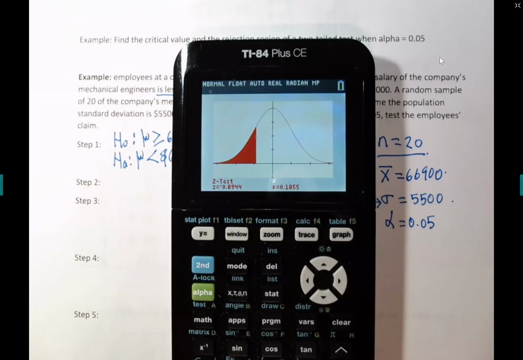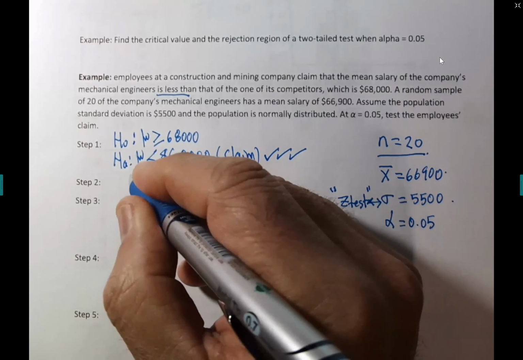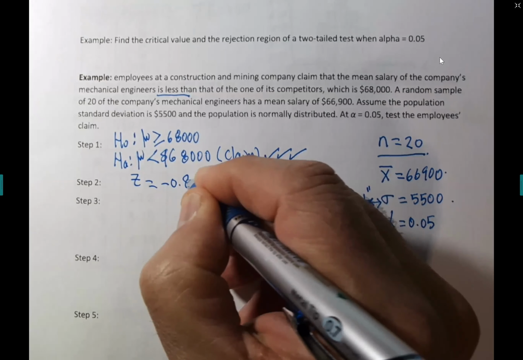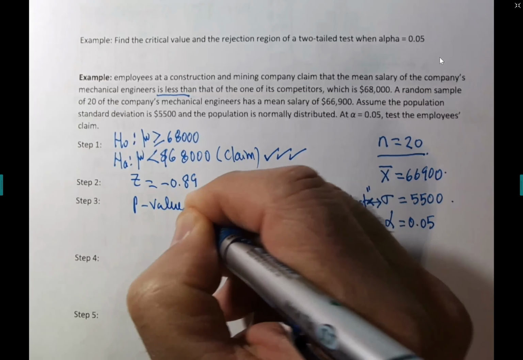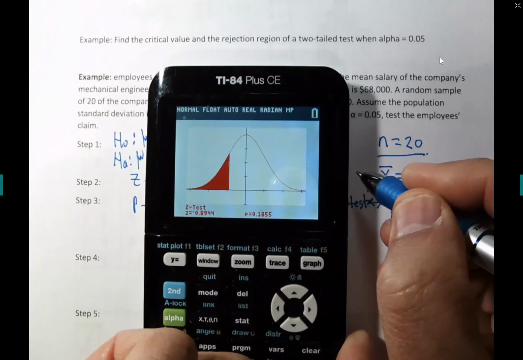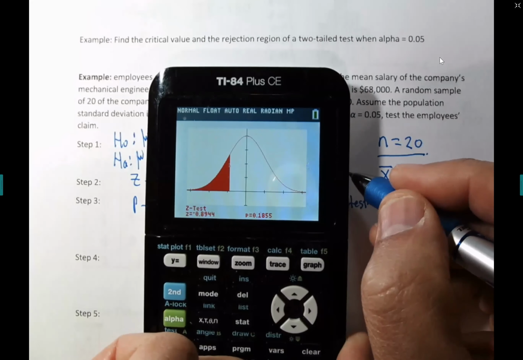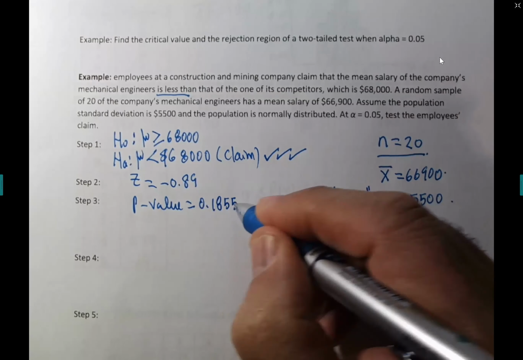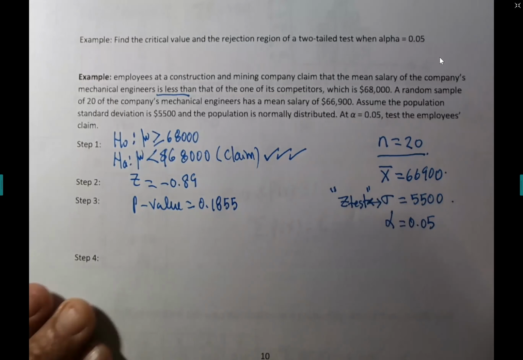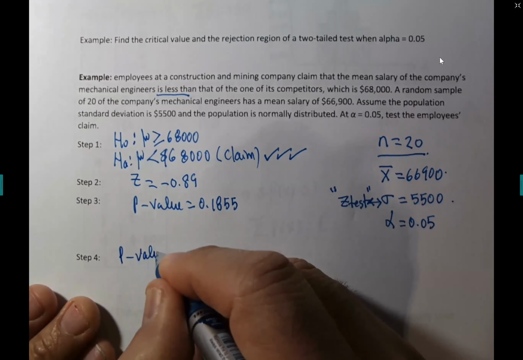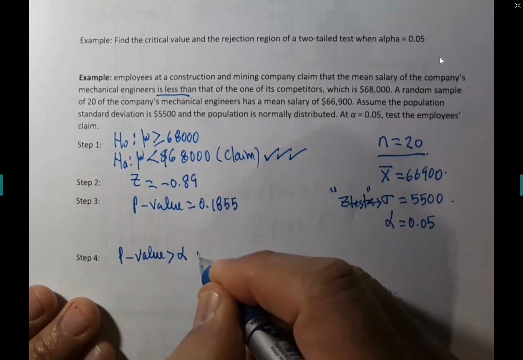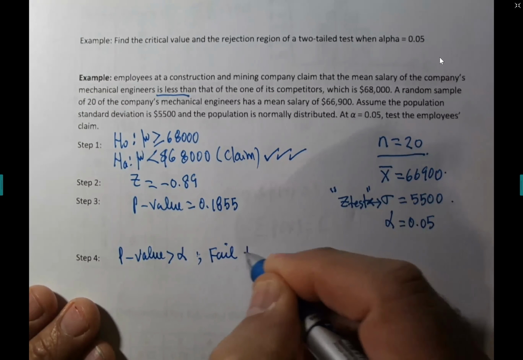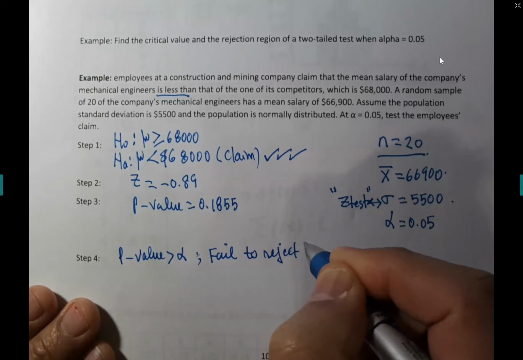Okay. You can see why the p-value is shaded on the left, because it's a left tail test. So z is negative 0.89. And the p-value is, let me copy it, 0.1855. You see, it's not low. So H0 is not going to go anywhere. Step number 4. You guys agree with me that the p-value is bigger than alpha. So fail to reject H0.